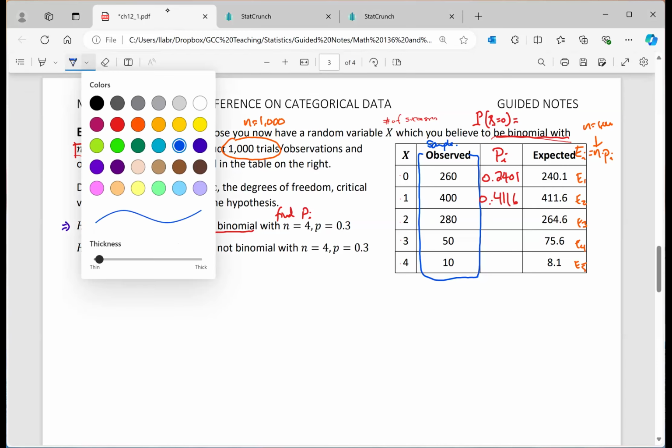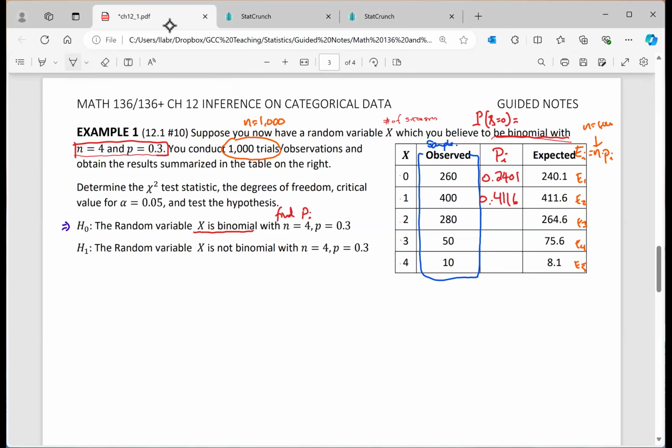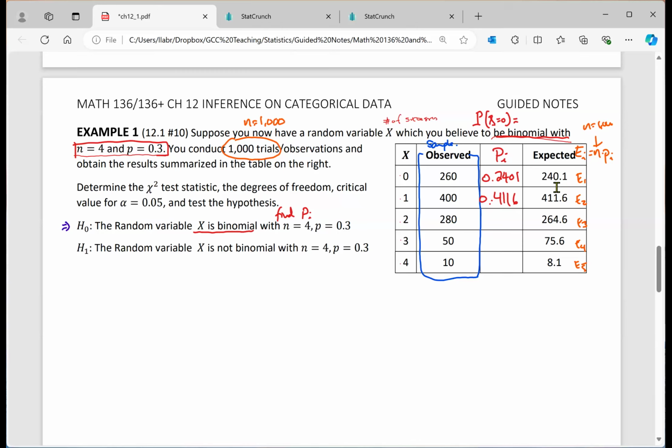Remember that all we're going to do now is use statistics to help us evaluate the level of agreement or disagreement between these two columns. So we have the observed, what I actually got from my sample, and we have the expected count, the theoretical values, if the random variable really does follow a binomial distribution with these given parameters. Notice that there's not very good agreement here. 260, 240, that's a gap of 20. 400, 411, that's kind of close. 280, 260. So yeah, we're probably going to reject the hypothesis.